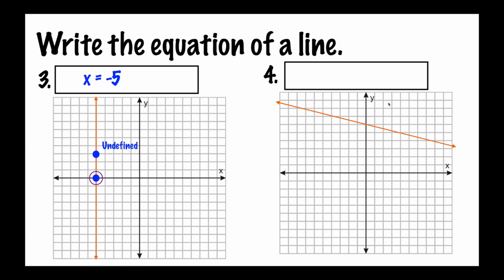For number 4, we identify b, which is right here. It's also a negative slope. I find another nice point. It's going down 1 to go over 1, 2, 3, 4. So that slope is -1/4. Our answer ends up being y is equal to -1/4 x plus 6.